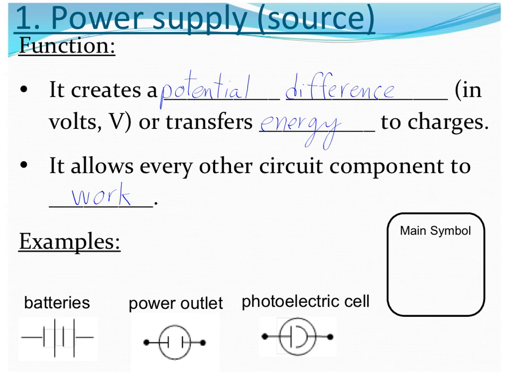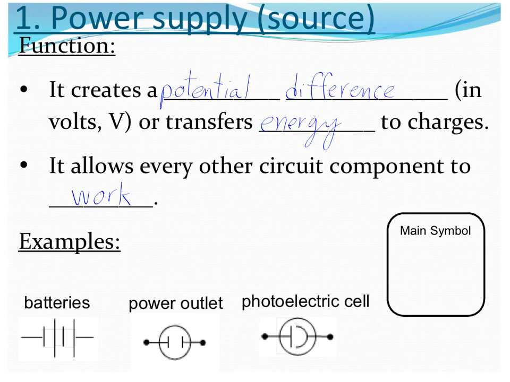The first one, the power supply, also called the power source. It's defined as the object that creates a potential difference that's in volts, so that's also called voltage. Or we can say that it's the one that transfers energy to the charges in the circuit, and it allows every other circuit component to work.